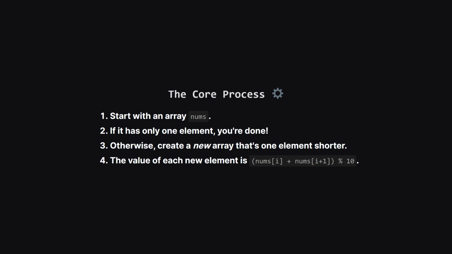It's a repeating process. As long as our list has more than one number, we're going to create a new, shorter list. Each number in this new list is made by taking two adjacent numbers from the old list, adding them together, and then taking the result modulo 10.